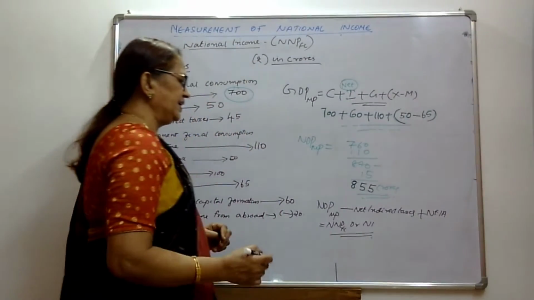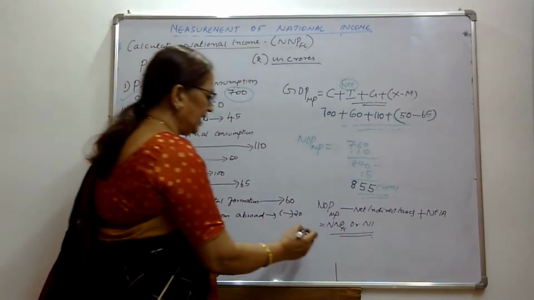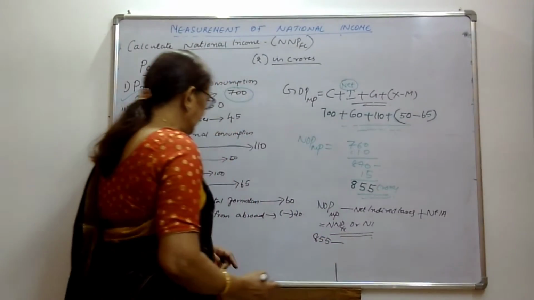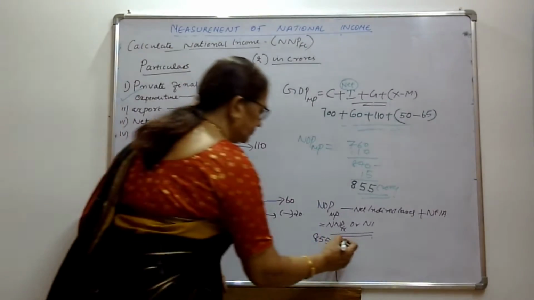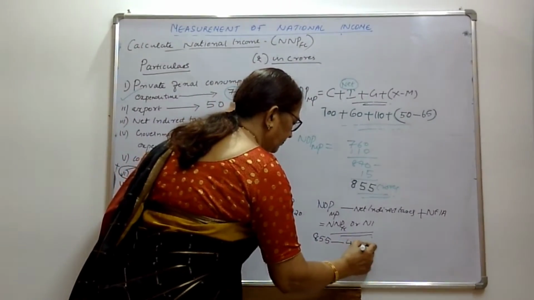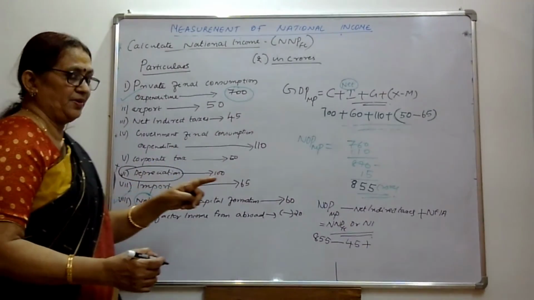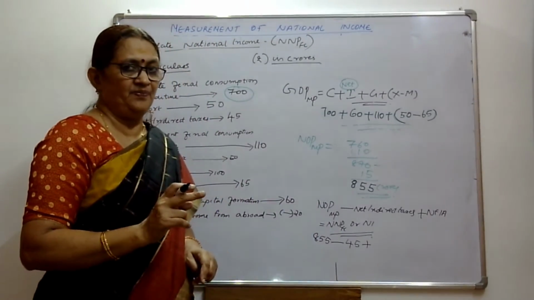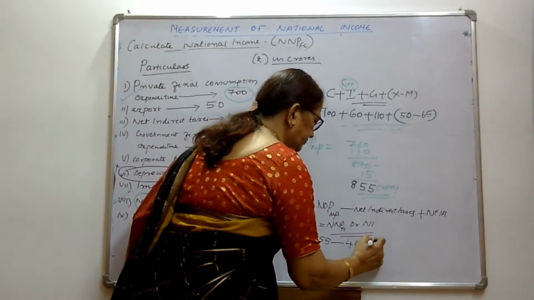So now we can enter the values. What is NDP at market price? 855, minus net indirect tax, 45, plus NFIA. What is the value of NFIA? Net factor income from abroad is given, that is income from abroad minus income to abroad. It is negative 20.